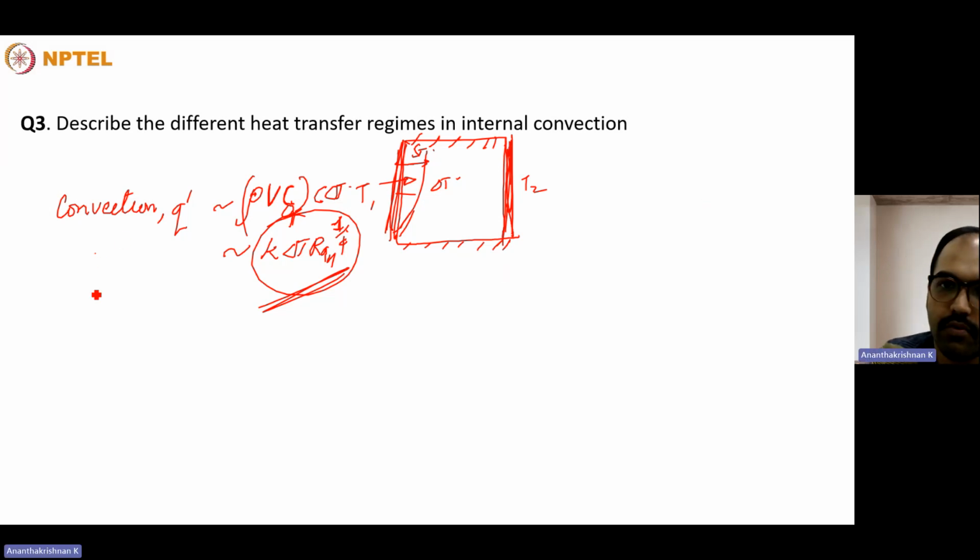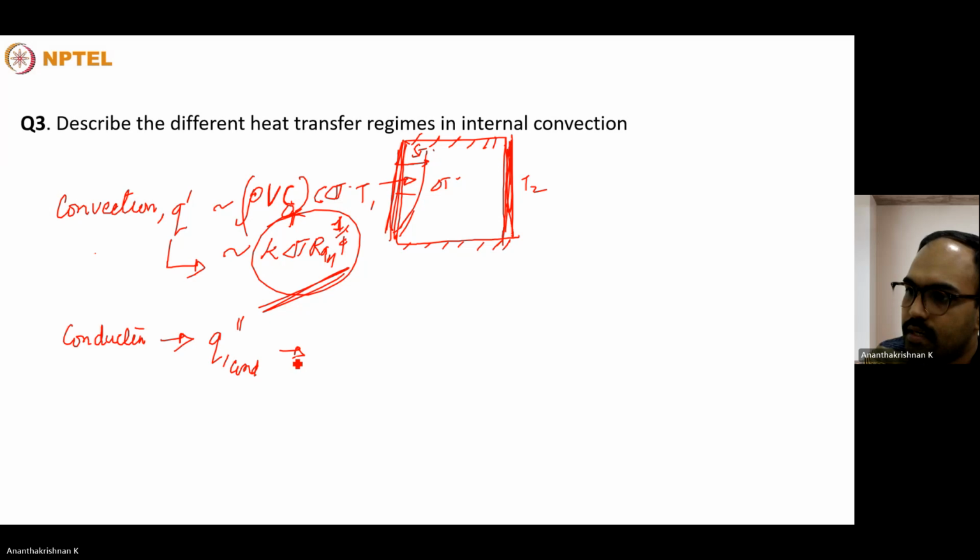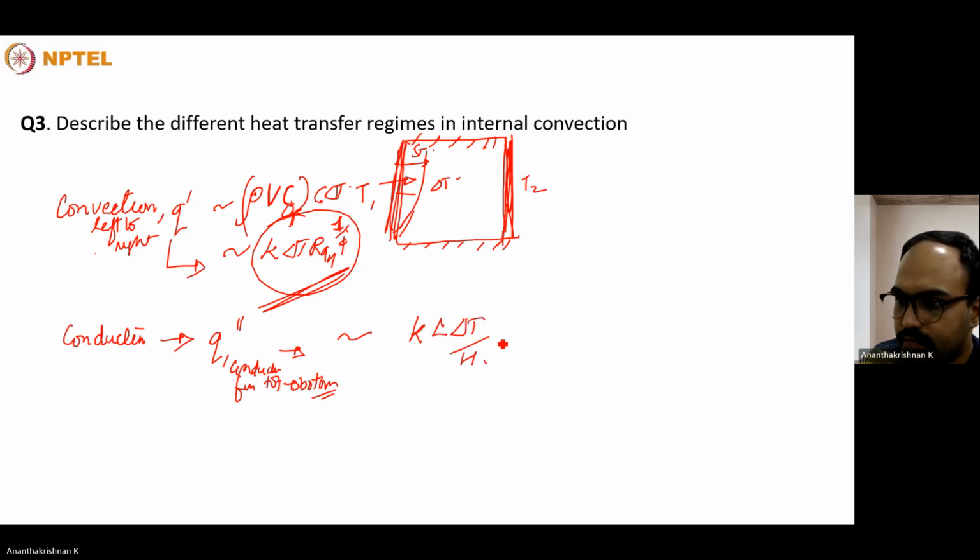Sorry for the disruption. So for the convection, this would be written as this, and then for the pure conduction case, we could write Q dash conduction from top to bottom, left to right conduction from top to bottom, is directly proportional to K L delta T divided by H. This is H, this is L.